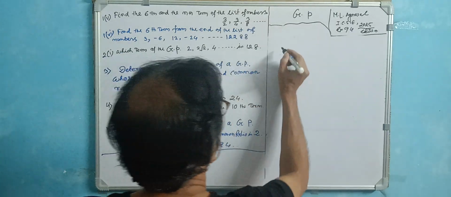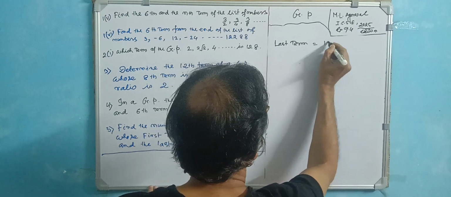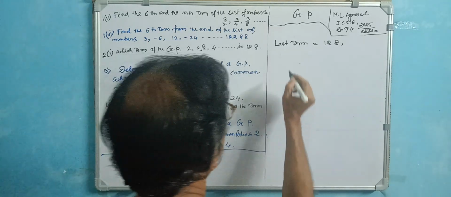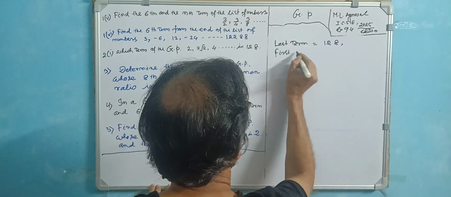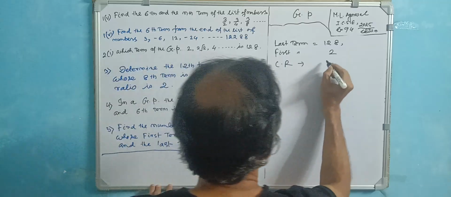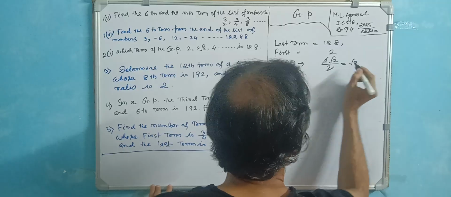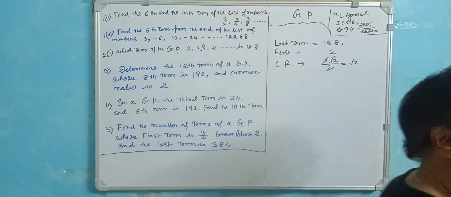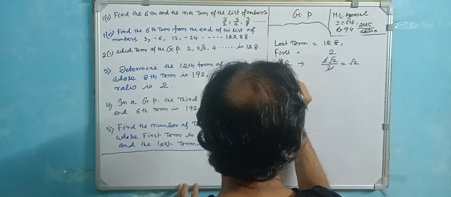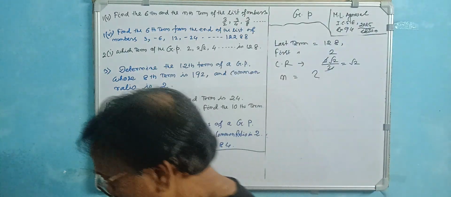That is the last term, you know. This is the last term. You write 128. Okay. The last term is this. You know the first term. First term is 2 and the common ratio is 2 root 2 by 2, ultimately root 2. That is the given data. First you write all the given data.